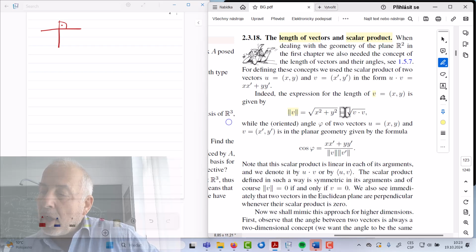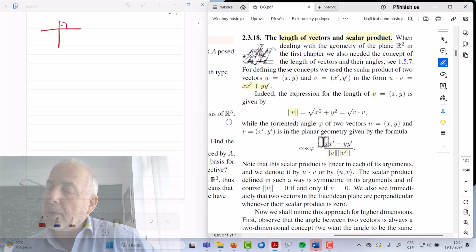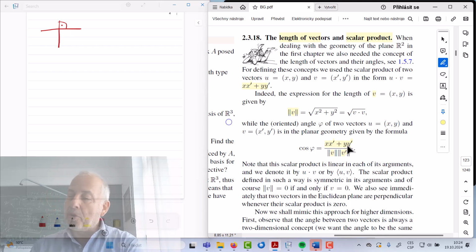At the same time we used the expression where we took two vectors u and v, took the products of the coordinates pairwise and added the results, and that was called the scalar product. And we said that the angle between the two vectors v and v dash was simply given by the cosine of the angle equal to this expression, the scalar product of the two vectors normed by their norms.